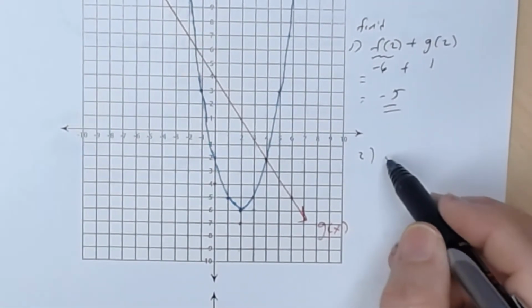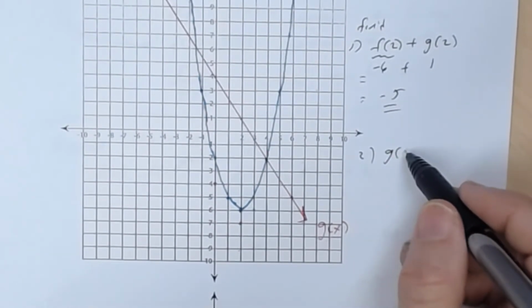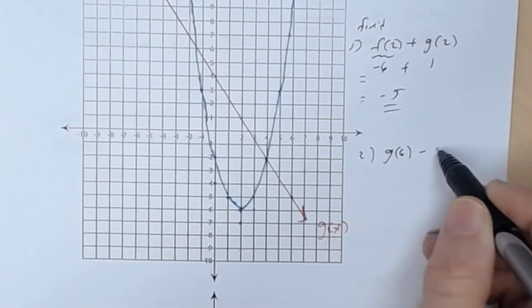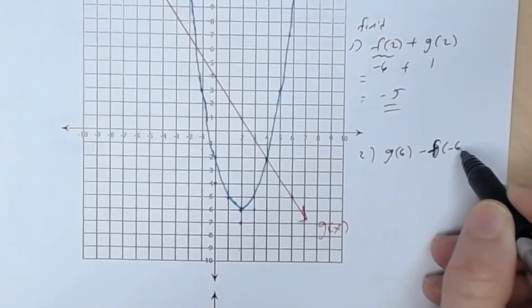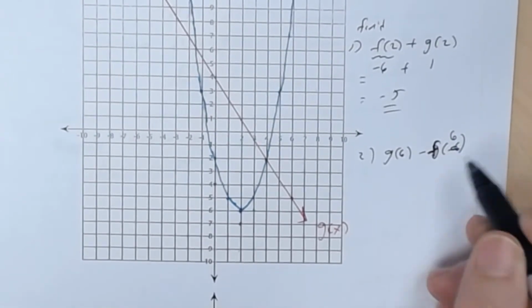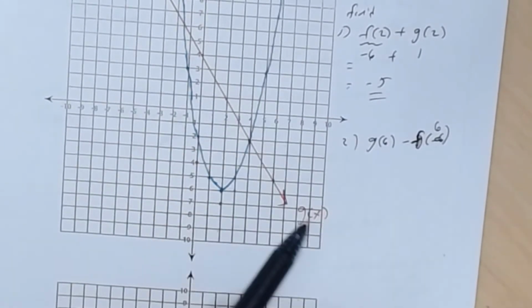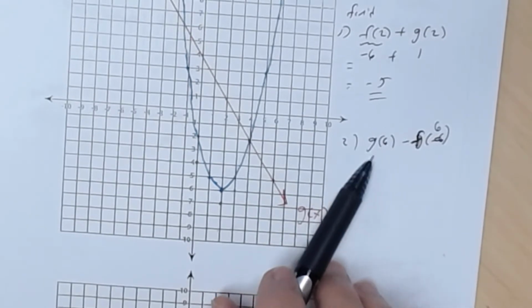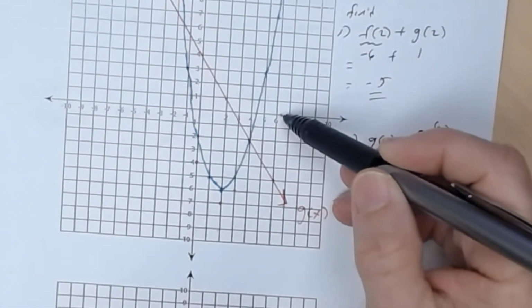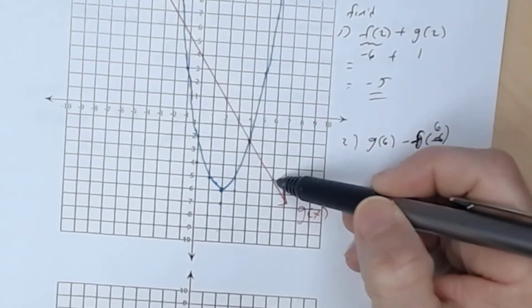So then, let's say you want to find g of 6 minus f of 6. G of 6 minus f of 6. Okay, that's f of 6. All right, so again, I go to my function g, which is the line, and I'm asking myself, what's the y value when x is 6? So here's on the x-axis where x is 6.